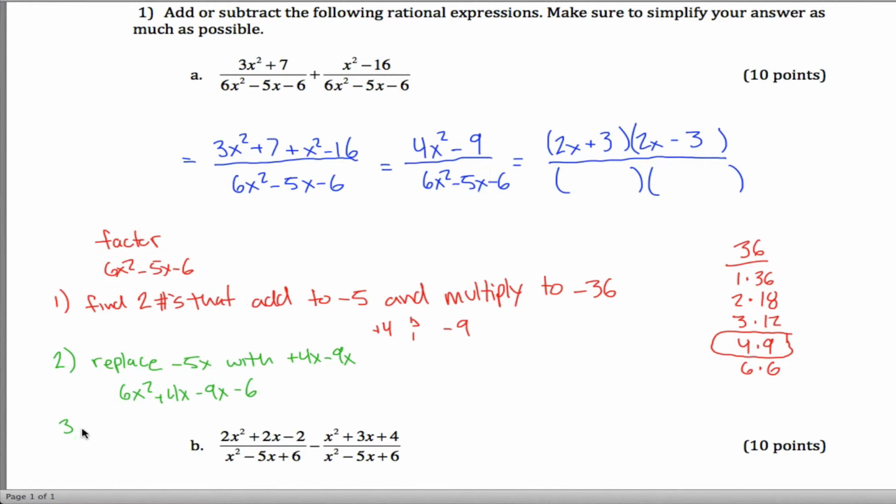Because now I have 4 terms. I have a method for factoring when I have 4 terms. It's called factor by grouping.